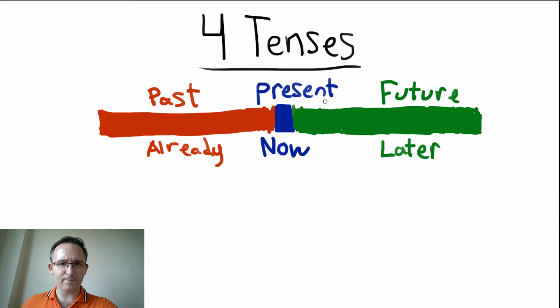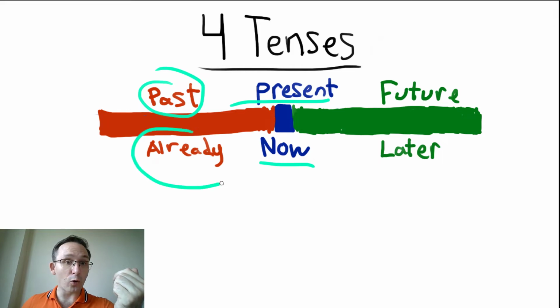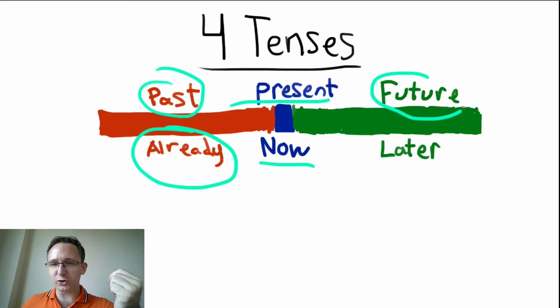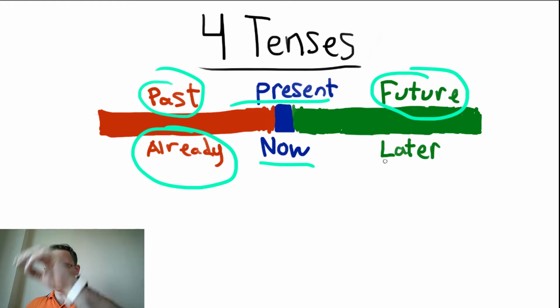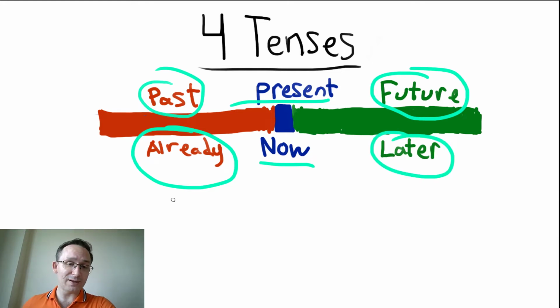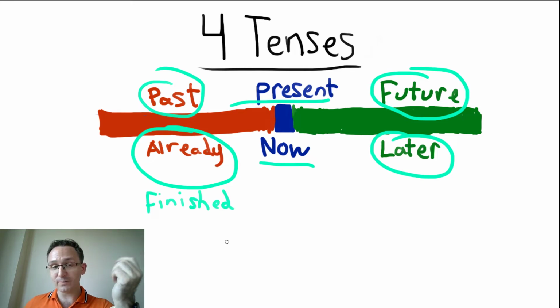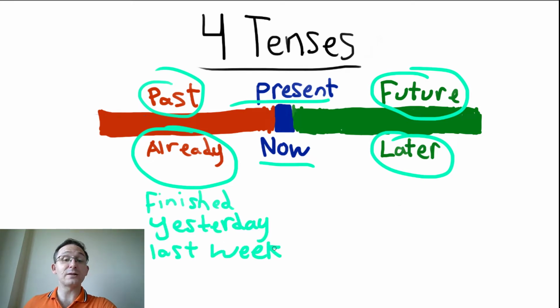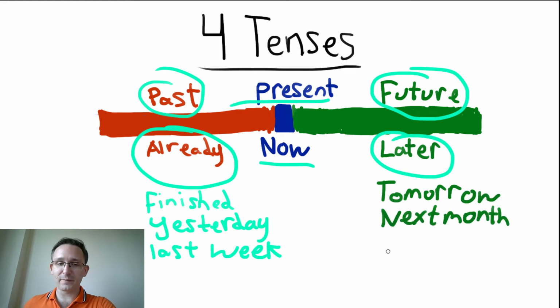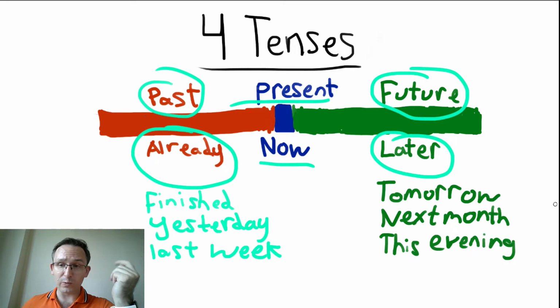We have the present time, which is now. We have past, which already happened, and we have the future, which will happen later. Some words that we might use for past are already finished, yesterday, and last week. For the future, like later, tomorrow, next month, and this evening. Okay, so those are some examples of words that we would use to describe the past and the future, right?